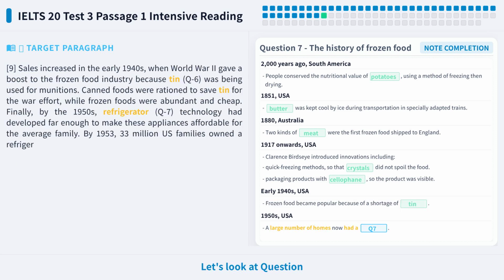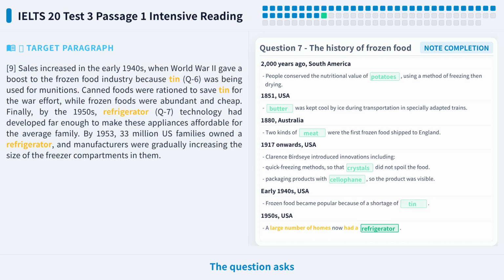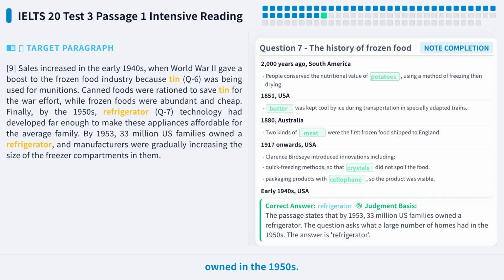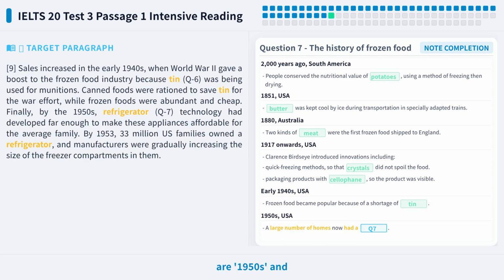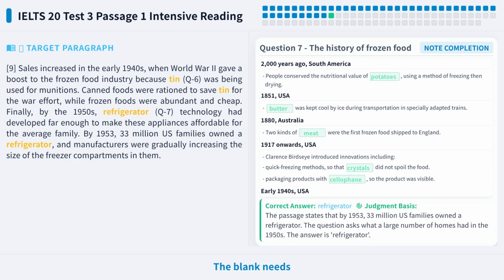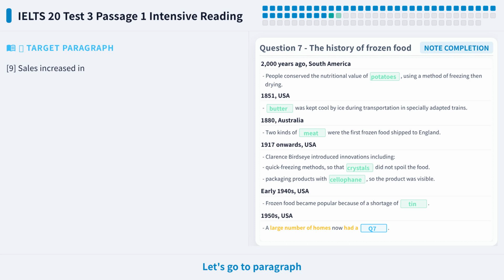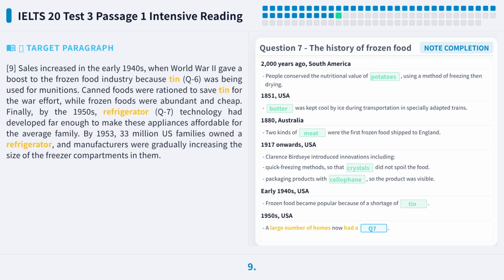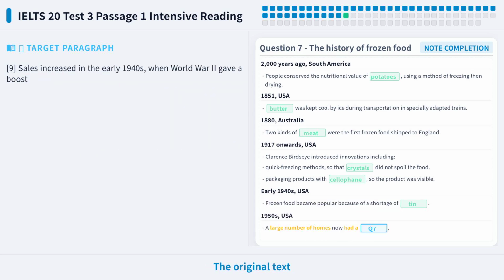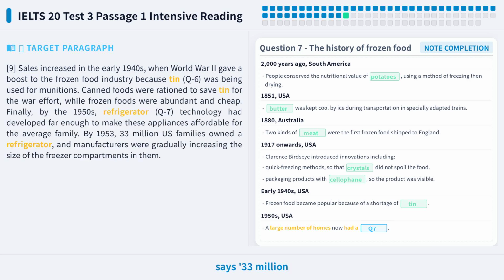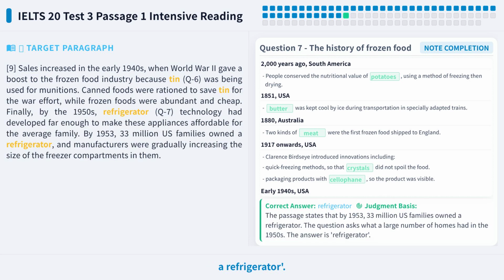Let's look at question 7. The question asks what many families owned in the 1950s. The blank comes after owned a. The clue words are 1950s and owned a. The blank needs a singular noun. Let's go to paragraph 9. We see the words by the 1950s and 33 million U.S. families owned. The original text says 33 million U.S. families owned a refrigerator.